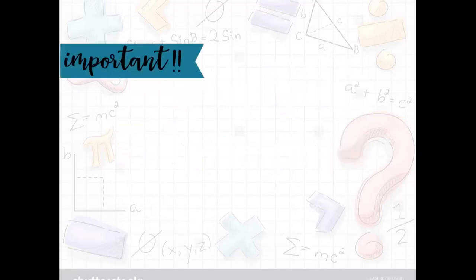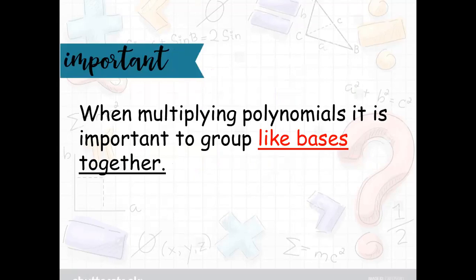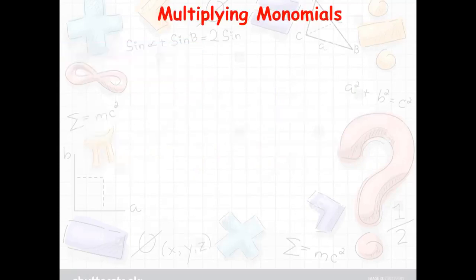Now, first, let me start with what's important here. When you're multiplying polynomials, it's very important to group the bases together. Base and exponents are nothing new to you. You have already taken two videos on exponents and bases, so I don't need to keep repeating what a base and an exponent are. Keeping that in mind, you need to group the bases first. So let's see how we multiply polynomials.